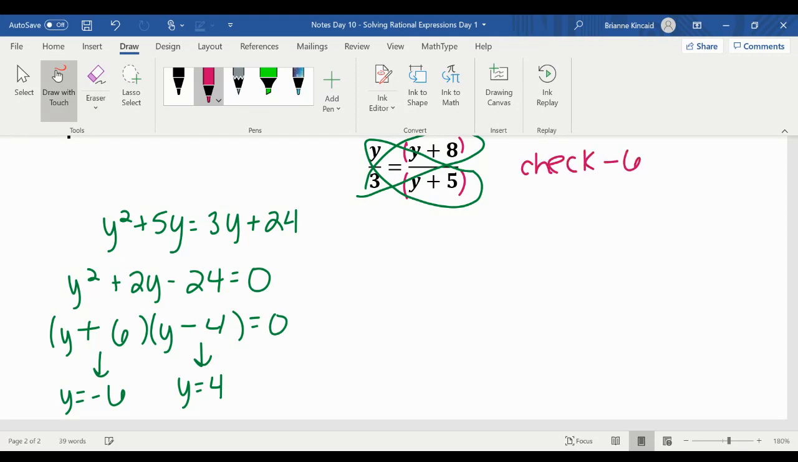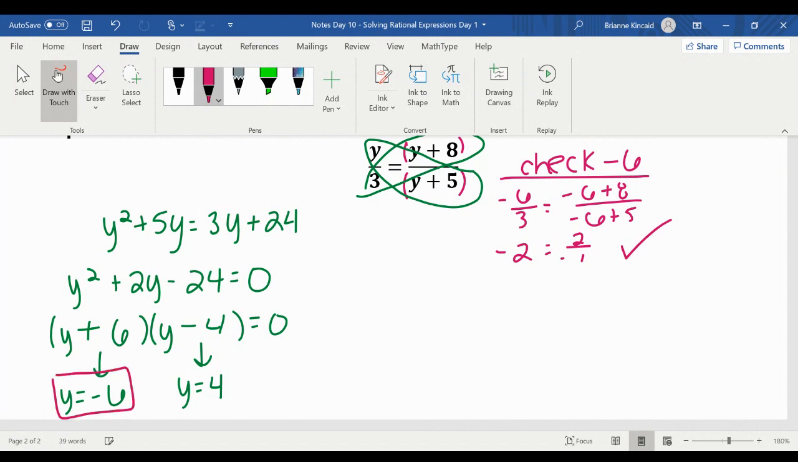I'm going to check negative 6 to start. That's negative 6 divided by 3 equals negative 6 plus 8 over negative 6 plus 5. Negative 6 over 3 is going to reduce down to negative 2. And on the right side, I have 2 over negative 1, which also reduces to negative 2. So we're good with negative 6. I also need to check and make sure that 4 works.